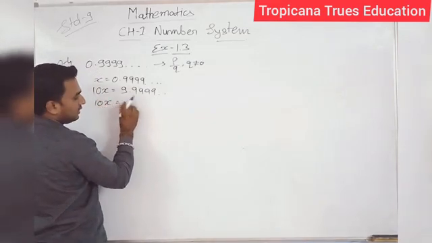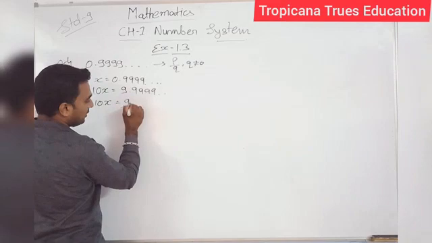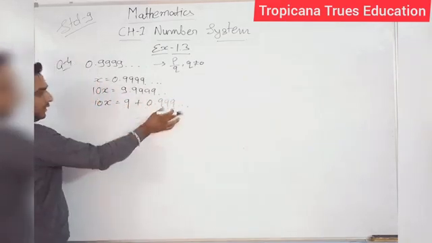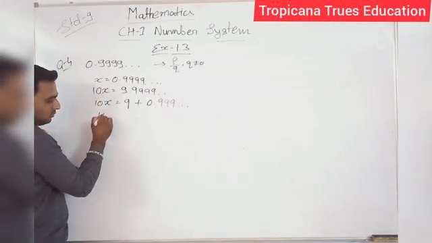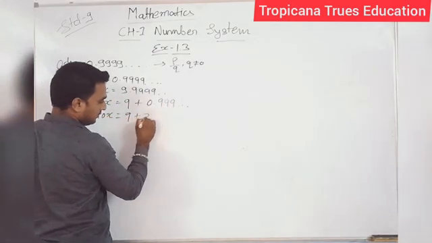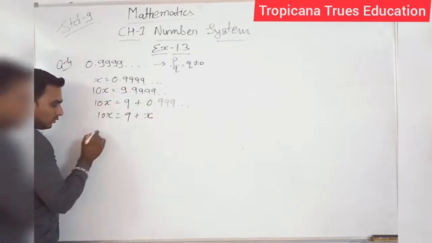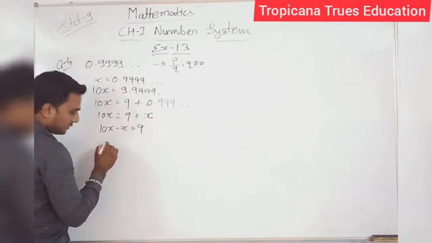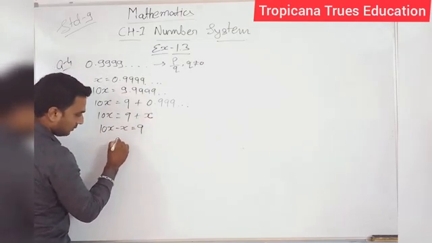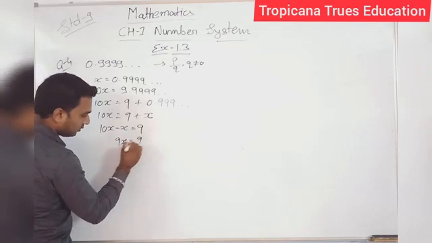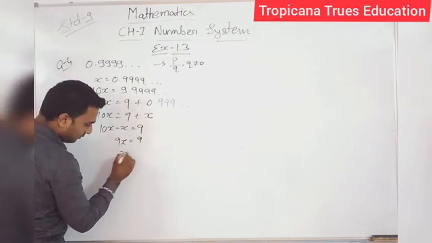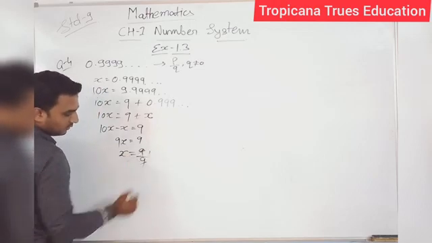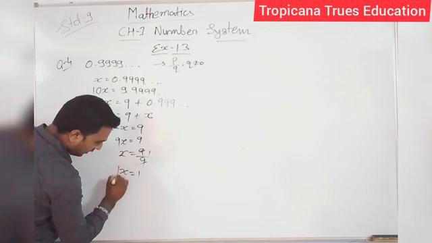I write this as the addition of two rational numbers. So it is 9 plus 0.9999 and so on, which is your x. So I put here 9 plus x. We know that this is the x. 10x minus x is equal to 9. Here 10x minus x is 9x, and here 9 also. Here 9 divided by 9, the answer will be 1. So x is equal to 1.